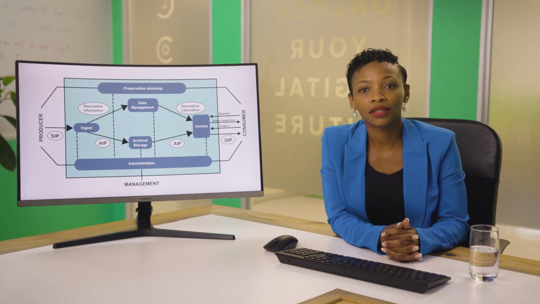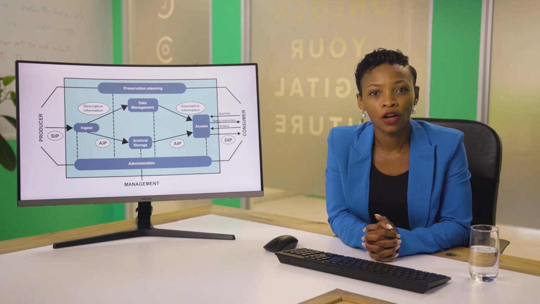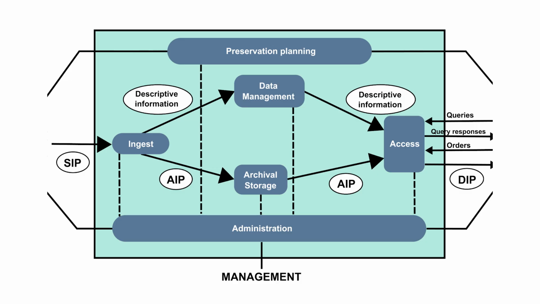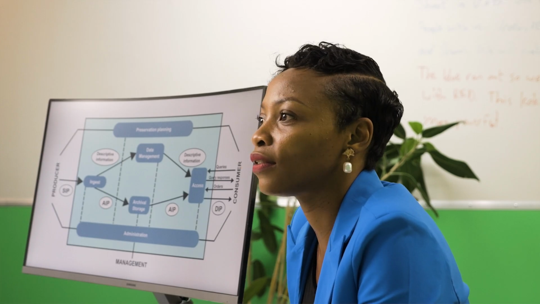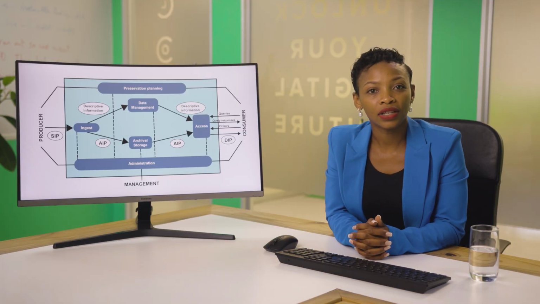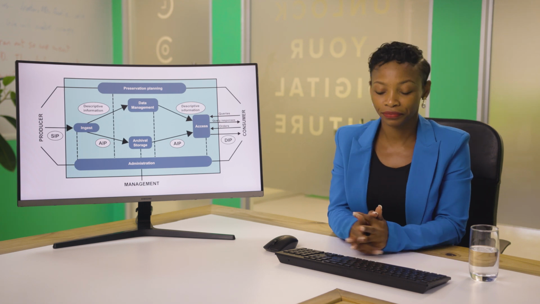The OAIS, short for Open Archival Information System, is a reference model for preserving and accessing digital information. It describes an archive as an organization with people and systems that serve a designated community. OAIS also defines several types of information packages based on their function, such as submission, archiving, and dissemination. OAIS is widely used and respected as the best standard for long-term digital preservation.